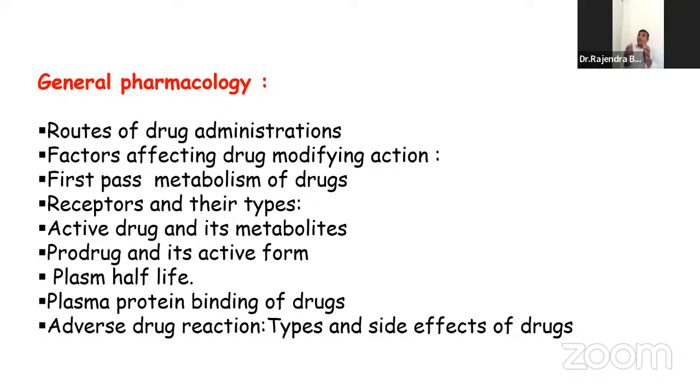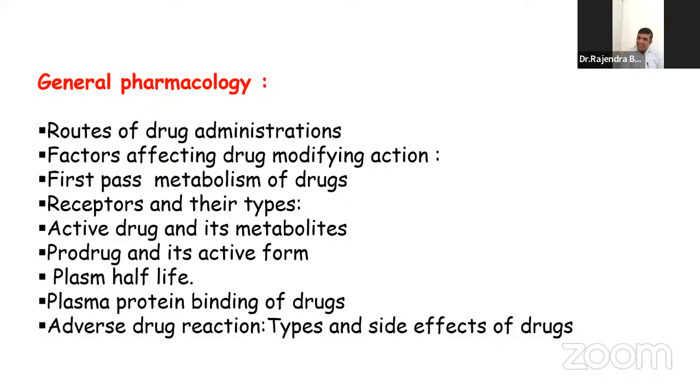Nitroglycerin is also called GTN, glyceryl trinitrate. Which is the starting material for the synthesis of nitroglycerin? It is glycerin. When glycerin is treated with 3 molecules of nitric acid, it leads to nitroglycerin.